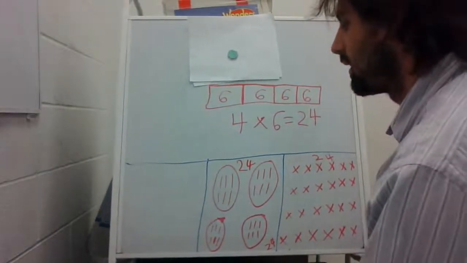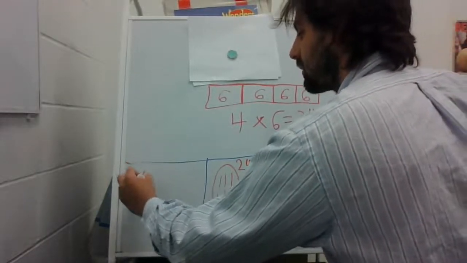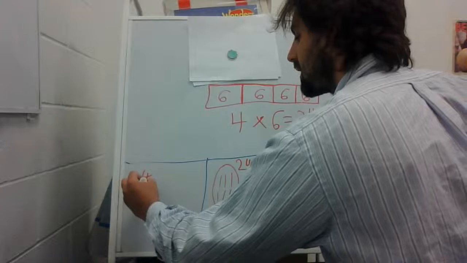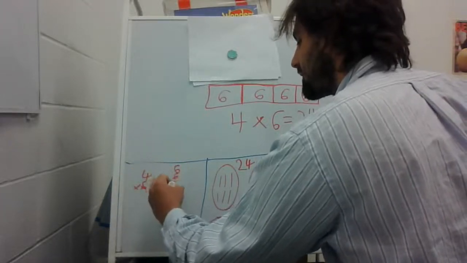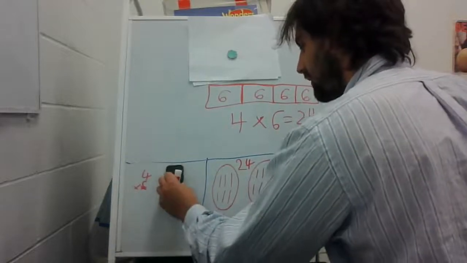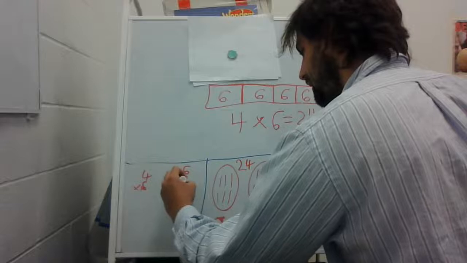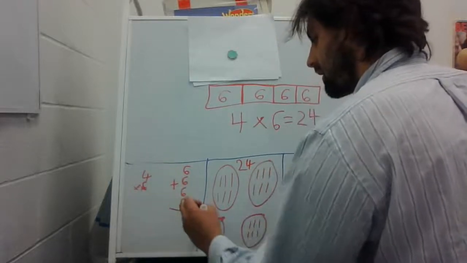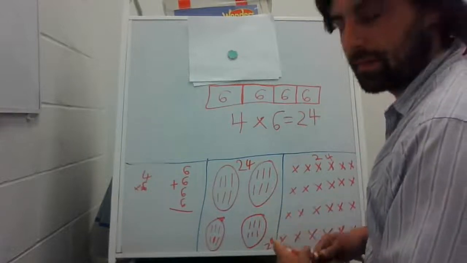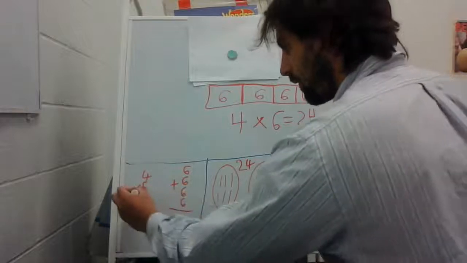All right, last way to go about it. So again, when you see the problem 4 times 6, that means that you're adding the number 6 4 times. Let me write that a little bit neater so y'all can see. So 4 times 6, that means that you're adding the number 6 4 times.